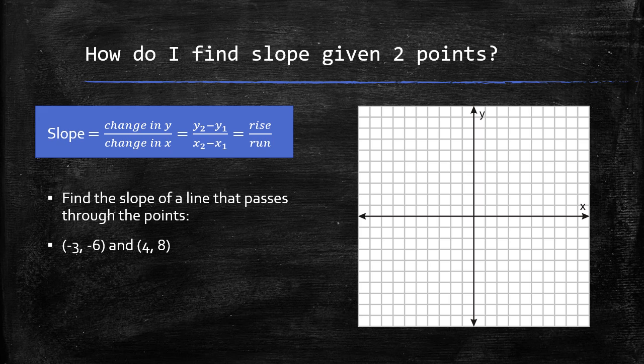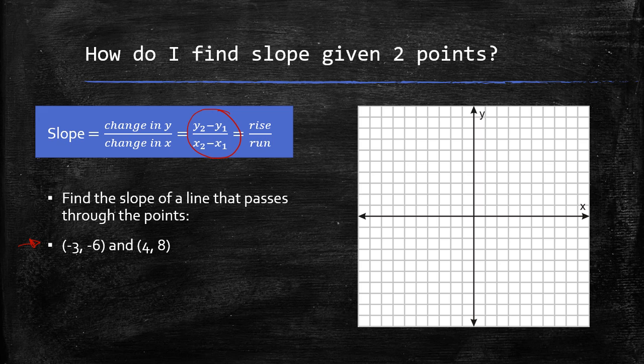All right, so how do I find the slope given 2 points? So in this example here, instead of being given the graph, we are given 2 points right here, and we want to find the slope. Well, we have the slope formula. We talked about that briefly towards the beginning of this target, and that's y2 minus y1, the change in y's, over the change in x's, or x2 minus x1.